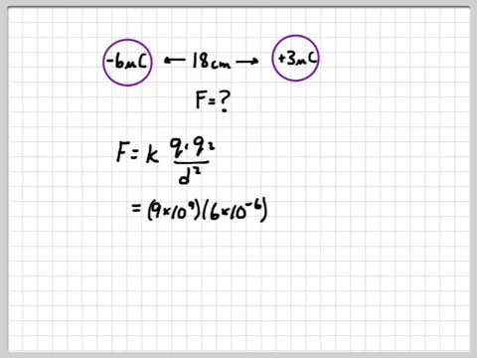Alright, we're going to do the same thing for the 3 micro coulombs. And we're going to divide by 18 centimeters. Don't divide by 18 though. Divide by 0.18, and don't forget to square it.